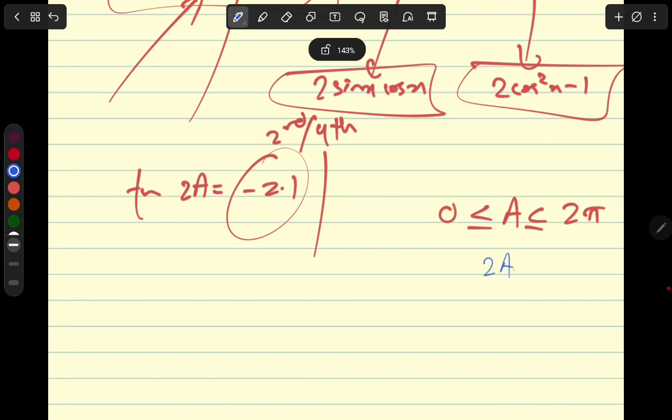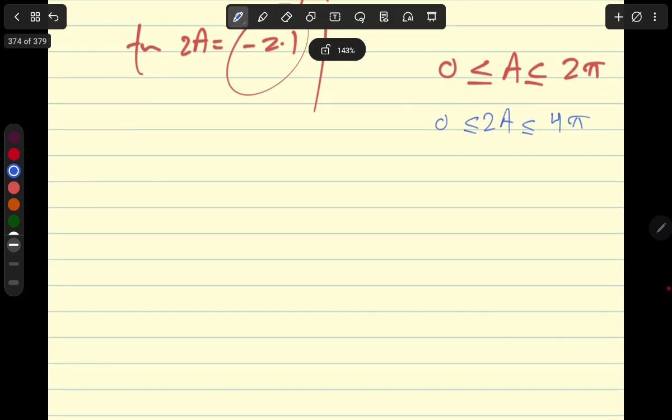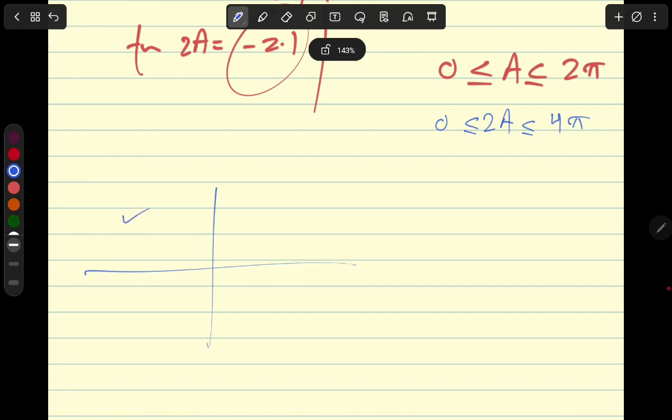Okay, so 2a is going to be in 8 quadrants between 0 and 4 pi, right? So if there are 8 quadrants, then we are doing the second, fourth, sixth and eighth. In the second quadrant, the basic angle alpha is going to be equal to tan inverse of 2.1. We are going to take the absolute value, disregarding the negative. So in the second quadrant, this is nothing but pi minus this basic angle alpha. Let's say that this is alpha. In the fourth quadrant, this is going to be 2 pi minus alpha.